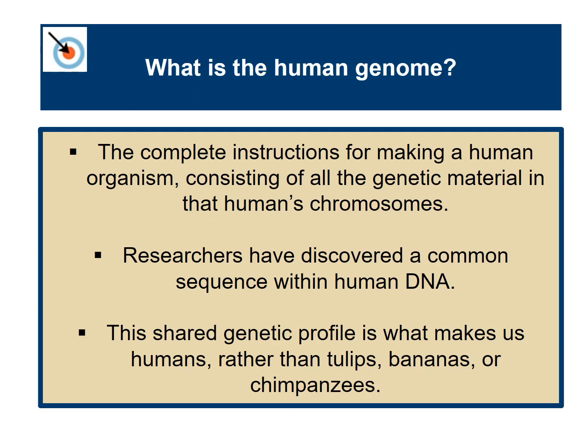The human genome is the complete instructions for making a human organism. It consists of all the genetic material in the human's chromosomes, and researchers have discovered a common sequence within the human DNA. This shared genetic profile is what makes us humans rather than tulips or bananas or chimpanzees. It's a very specific genetic profile that makes us humans.